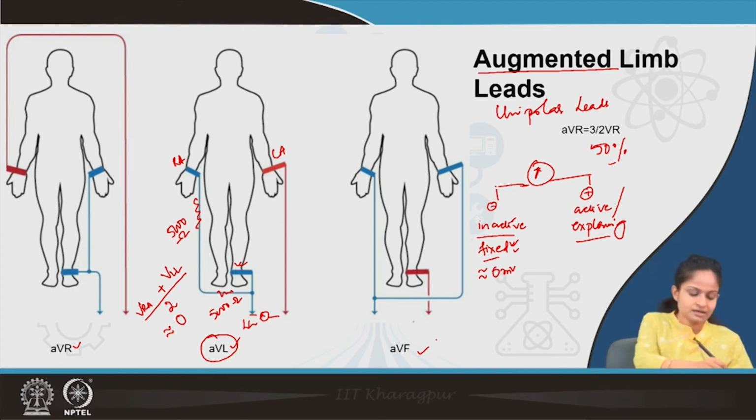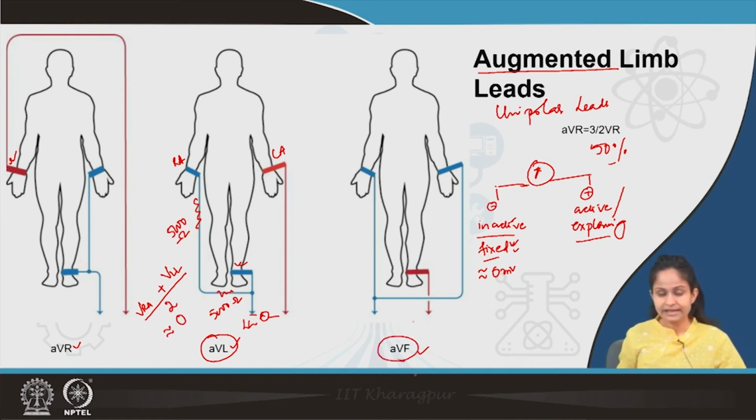In AVR, the right arm is connected to the active electrode, whereas high resistance is connected with the left arm and the left foot. In case of AVF, the left leg is connected to the active electrode, whereas the right arm and the left arm are connected with the help of high resistance to the negative or inactive electrodes, that is, made inactive. So, in this way unipolar leads, or augmentation of the leads, is done by 50%.